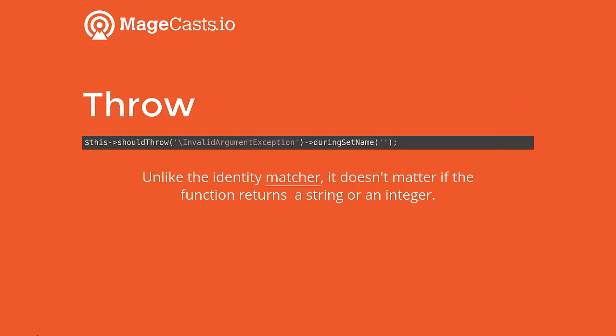Next, we have a more interesting matcher. The throw matcher is used to verify that a specific exception was thrown. In our example, we're saying when the function is called with this set of parameters, it should throw an exception. Personally, I have found this matcher to be highly useful when creating payment gateways or custom shopping cart rules, since in both cases, there are multiple things that we need to validate and test.